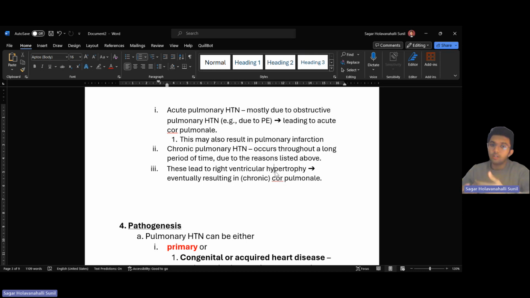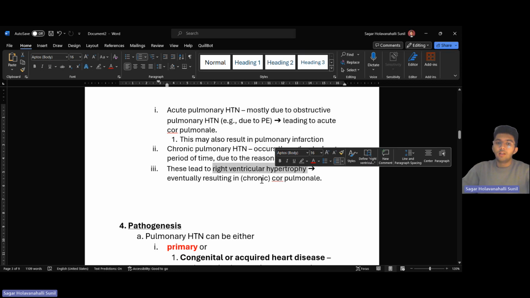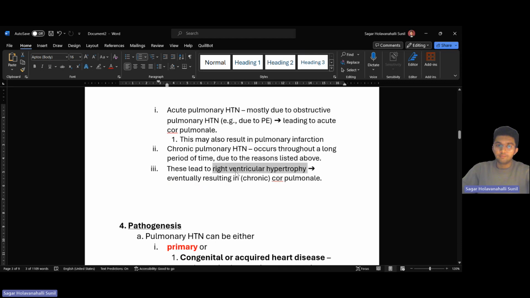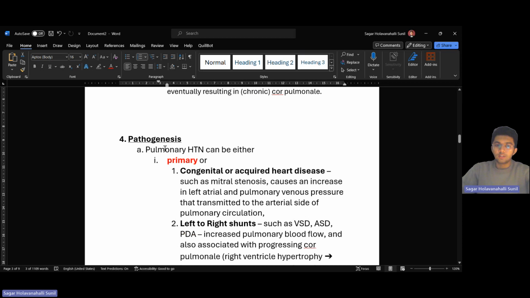But of course, if it's chronic enough, then this pressure will get transmitted through the left ventricle to the left atrium, to the pulmonary vasculature, to the pulmonary arteries, and to the right ventricle as well. And that can lead to right ventricular hypertrophy. But again, this is in a chronic situation when it comes to systemic hypertension, whereas in pulmonary hypertension, this can occur quite quickly. Okay, right. So that's the division. I hope this has been understood. Next, we go for the pathogenesis.